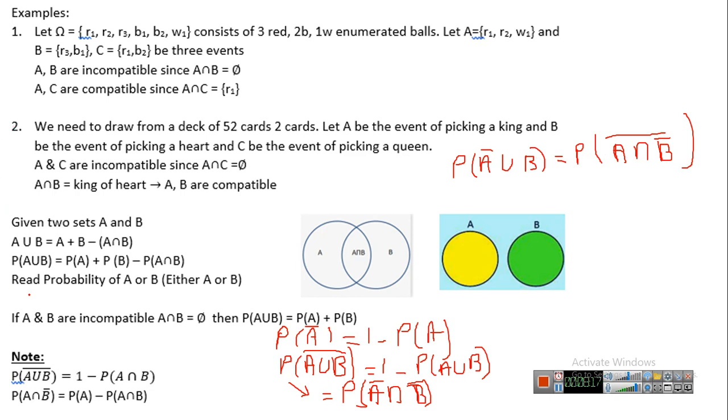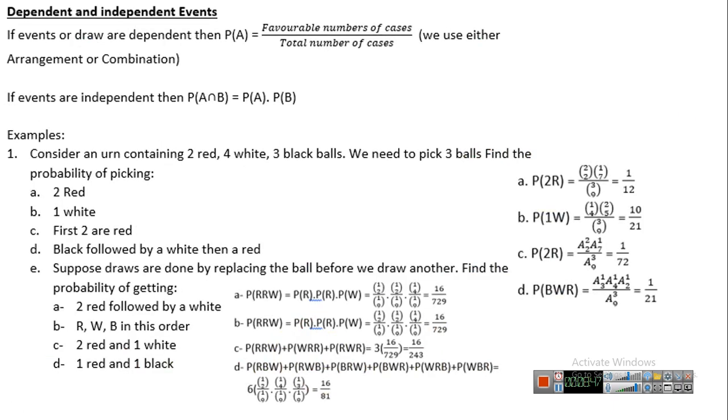Okay, so that's why here you can write P of A union B bar as 1 minus P of A union B. Or you can write it directly as P of A bar intersection with B bar. Okay, so don't use the second one.